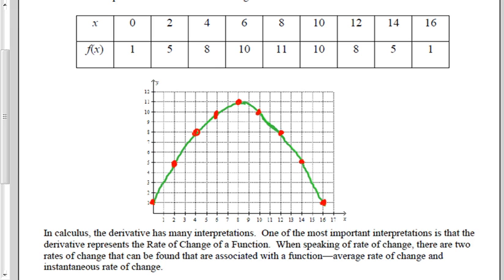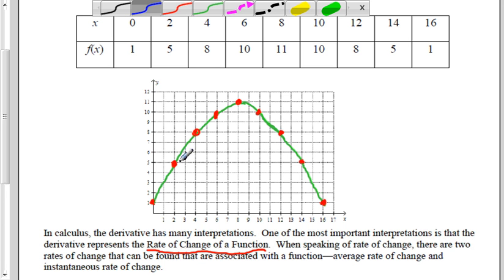In calculus, the derivative has many interpretations. One of the most important interpretations is that the derivative represents the rate of change of a function. Let me just underline that right here. When speaking of rate of change, there are two rates of change that can be found that are associated with a function: average rate of change and instantaneous rate of change. So, average rate of change of f of x on an interval. Right down below it says find the average rate of change of f of x on the interval from 2 to 12.